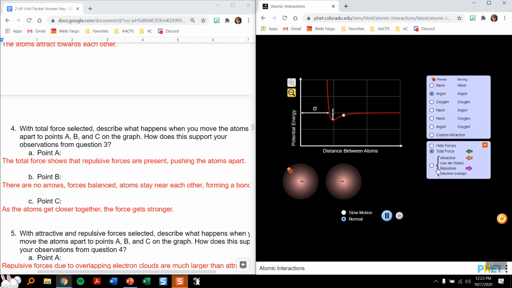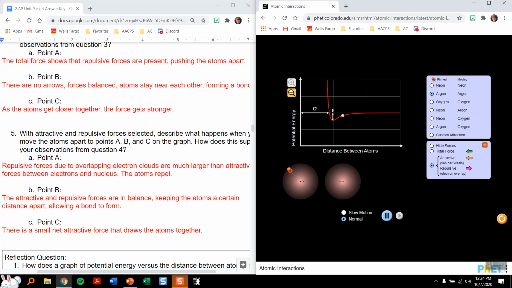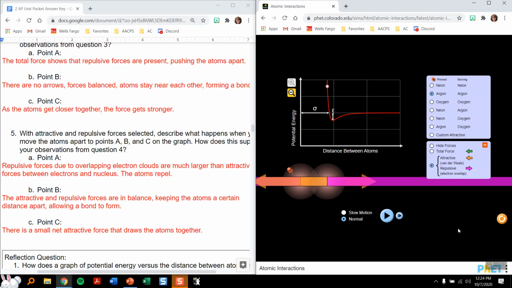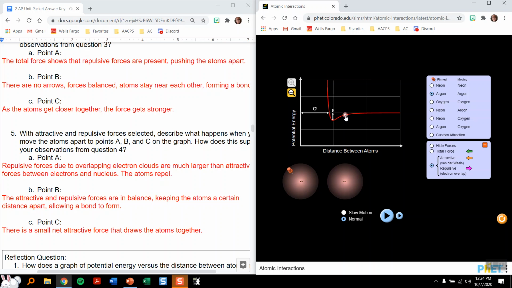So let's go ahead and look at what that looks like with each individual force. So now we can see the attractive and repulsive forces. And we see that at point A, the repulsive force is much stronger than the attractive force. So this is due to overlapping electron clouds, and those are much larger than the attractive forces between electrons and the nucleus, so the atoms will repel. At point C, we see that there is a net attractive force, and as they get closer together, the repulsive forces will get stronger.